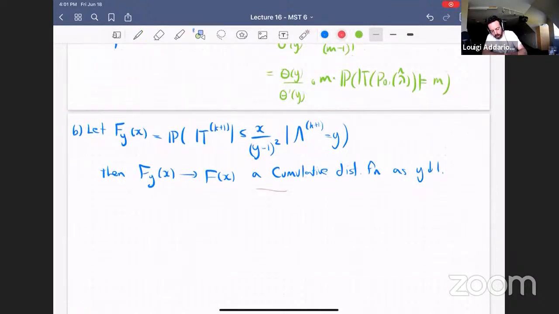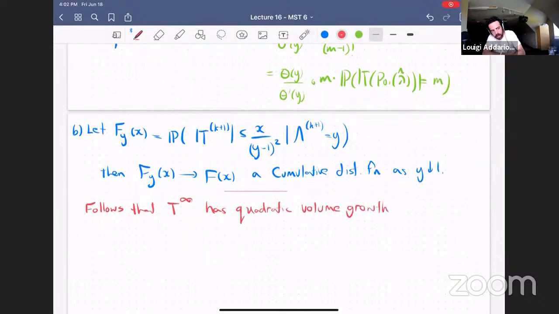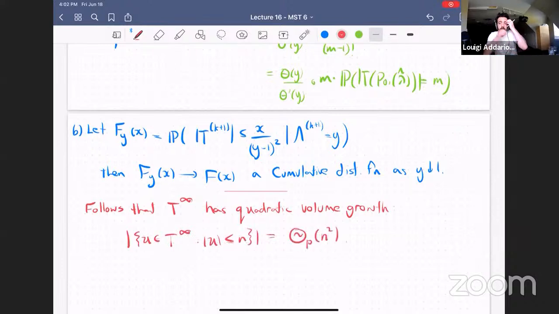Okay, so from this, I won't do the details, I don't have time, but you can prove using just this exercise that T infinity has quadratic volume growth. Which is to say that if I look at the number of vertices in T infinity whose distance from the root is at most n, this grows like n squared in probability.